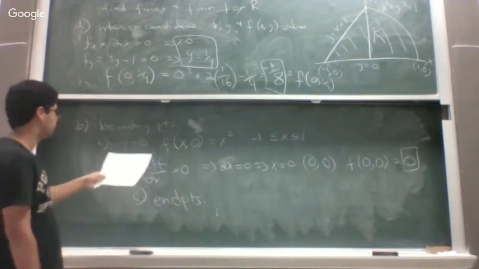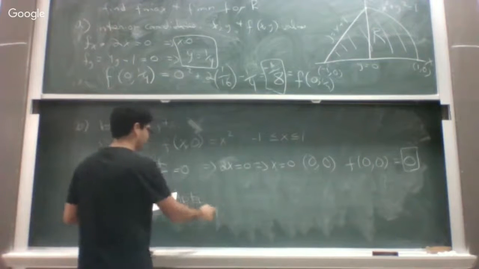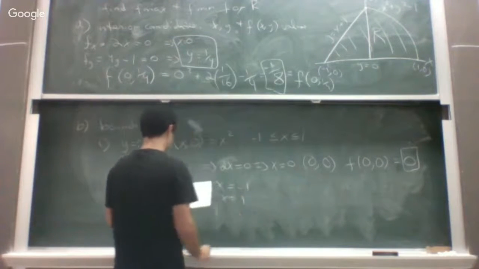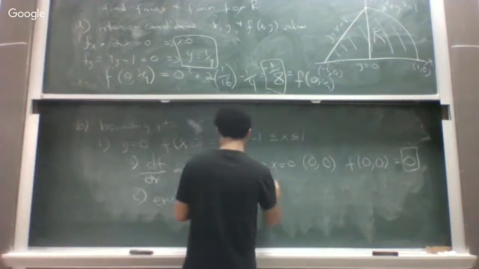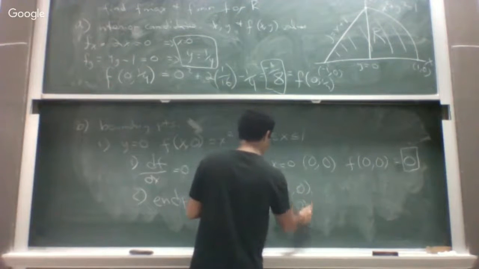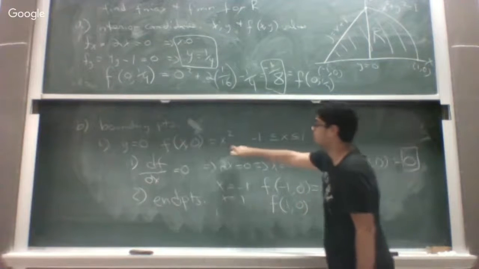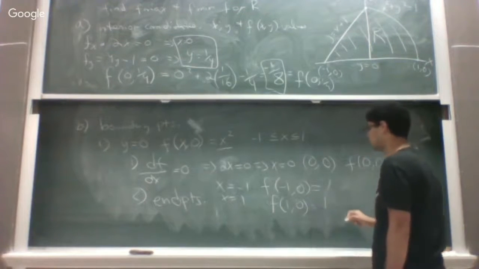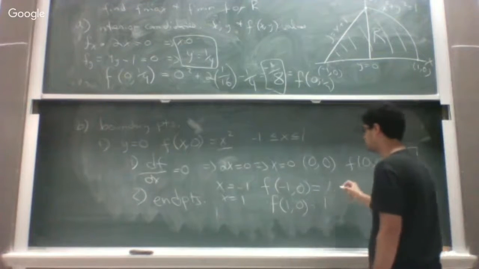So this is just testing y equal to 0. The endpoints that we have are x is equal to -1 and x is equal to 1. Then if we plug them in, we have the function of (-1, 0) and the function of (1, 0). If we plug them all in here, we get 1 and 1. So we get 2 more coordinate points.